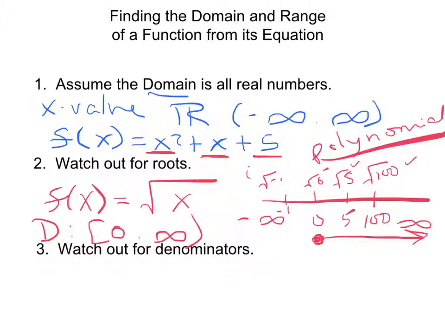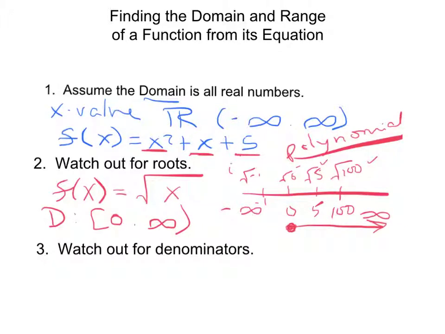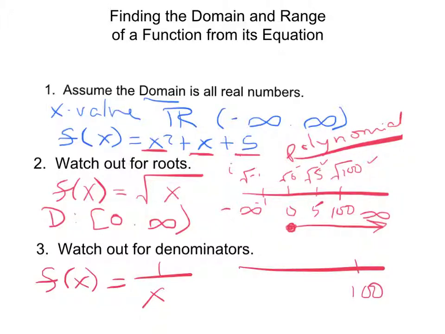It's the same concept that we need to be careful about when we're dealing with denominators. When we are dealing with denominators, we need to be careful about dividing by 0. So for example, f of x equals, let's do a simple rational function, 1 over x. Same process. Okay, can I plug in 100? Yeah, that'd be one one-hundredth. Can I plug in 1?